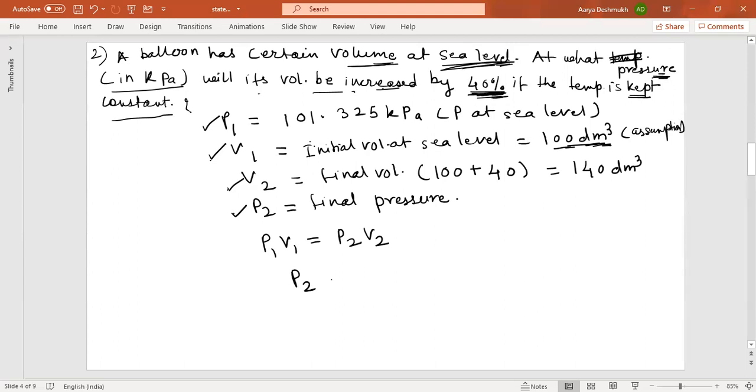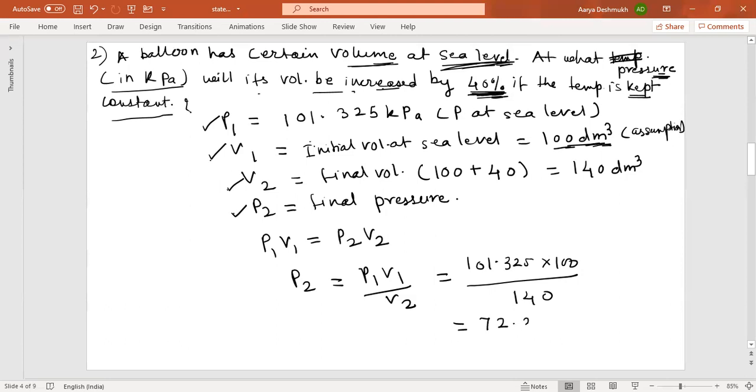So P2 will be equal to, I'll directly substitute the value here, P1 V1 divided by V2, which is equal to 101.325 into 100 divided by 140. If you solve this, you'll get the answer 72.375 kilopascal. So here also you need not change the unit, because the pressure is given in kilopascal. So the answer you will be getting in kilopascal itself. If it is asked to calculate in pascal, then you need to convert this kilopascal into pascal.